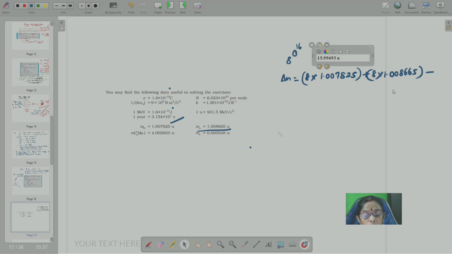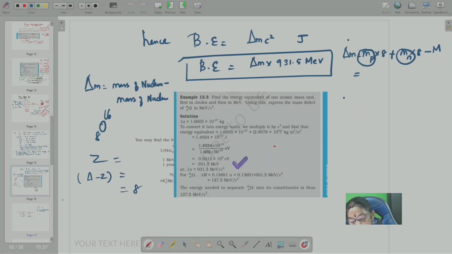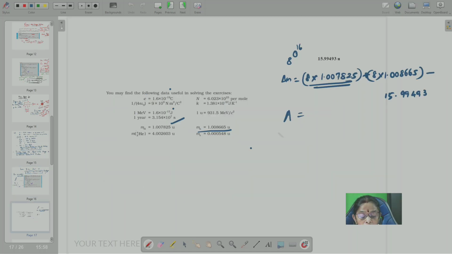So I can subtract with the 15 point, so quickly let us learn 99493 U. So when you multiply this and then add with this and subtract with that, then you will get the same answer, that is delta M, 0.13691. So that's all. So delta M is 0.13691 U. So therefore I know delta M, therefore binding energy is equal to delta M into 931.5 mega electron volt.